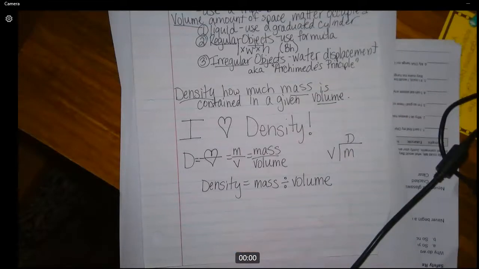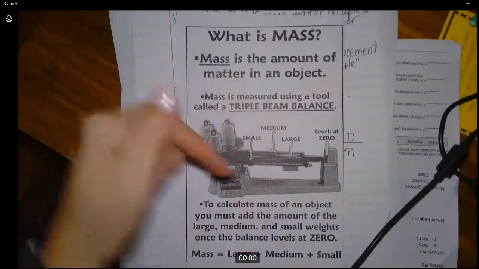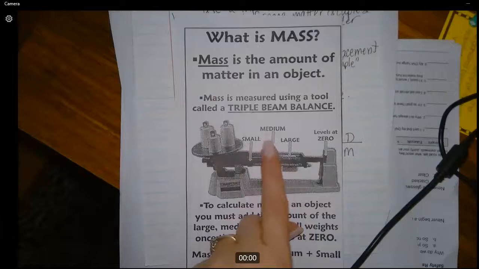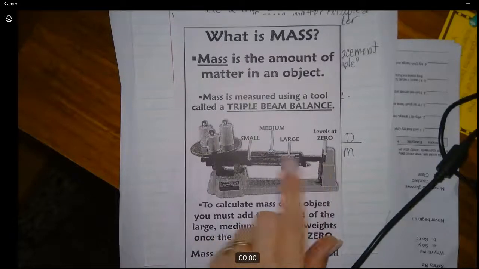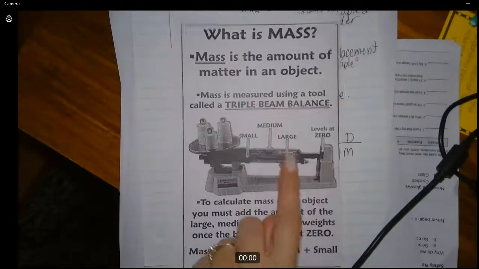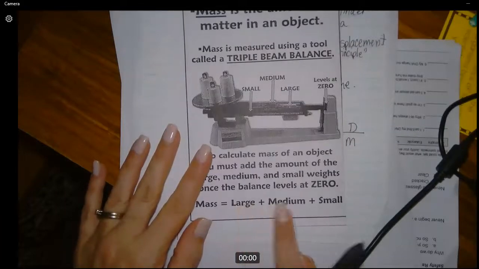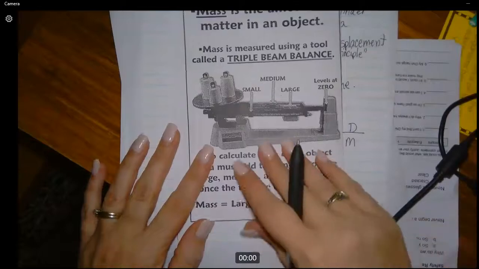Okay, so real quickly, I want to show you some examples of the triple beams and things that we're going to be looking at. I've got this paper that we're going to do in our class, and it just shows the triple beam balance that you use to find mass, and it has those little different riders. What you do is you put whatever you're measuring on the end, and then you use these until it gets level at 0, and when it's leveled, then you add up all the numbers off of the 3 riders. Okay, so it tells you here you add the large, the medium, and the small. The large is hundreds, the medium is tens, and the small is ones.